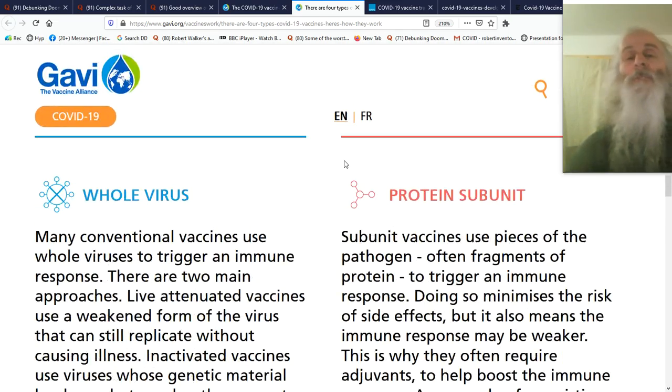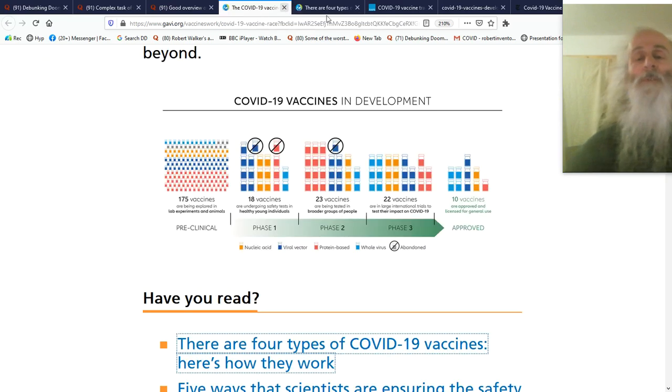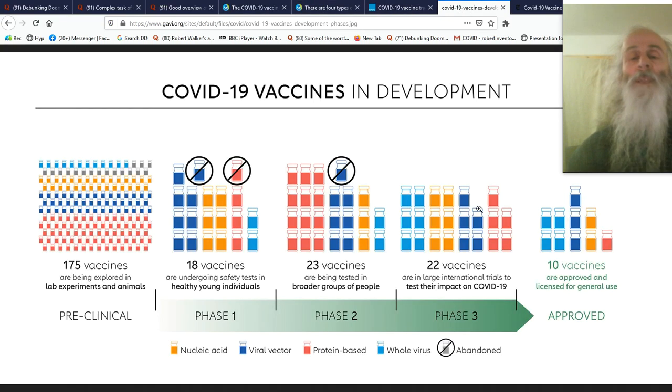Those are the 4 types we've got here. So we've got red, that's a protein base. There's just one that just makes the protein. There's 2, which would be Moderna and Pfizer, which are nucleic acid, either RNA or DNA, and they're both RNA. And then there's the viral vector, and 3 of those, and that will include AstraZeneca.